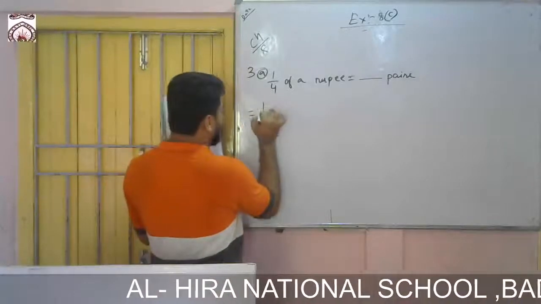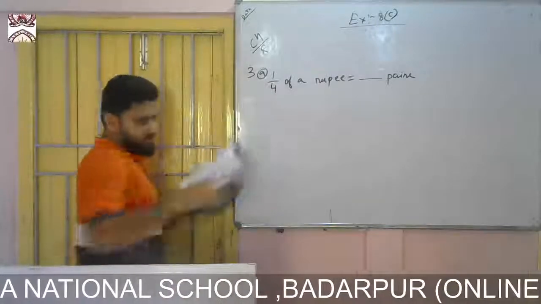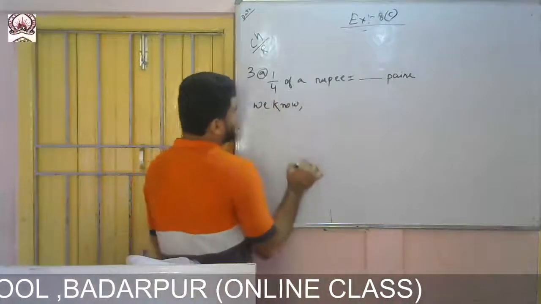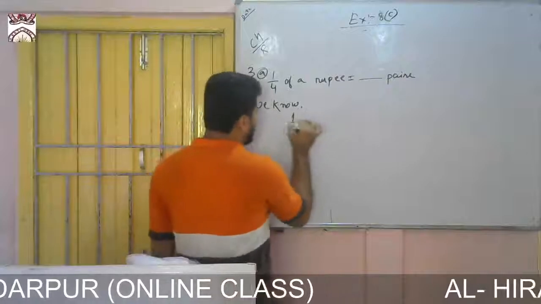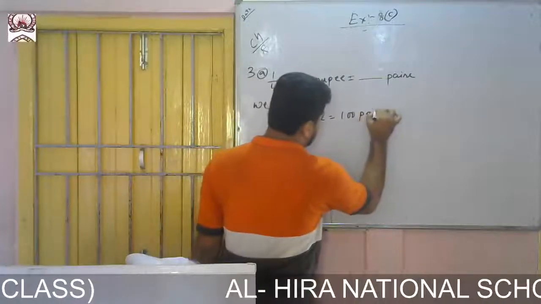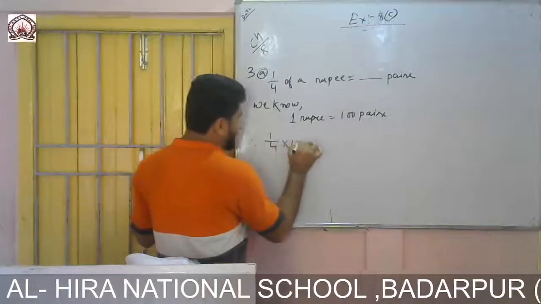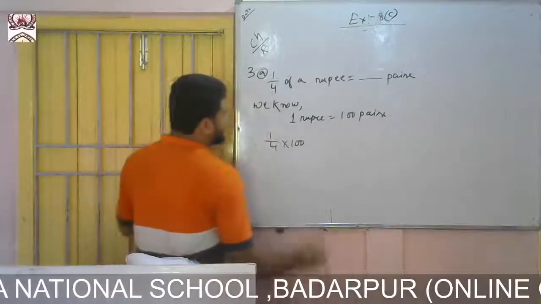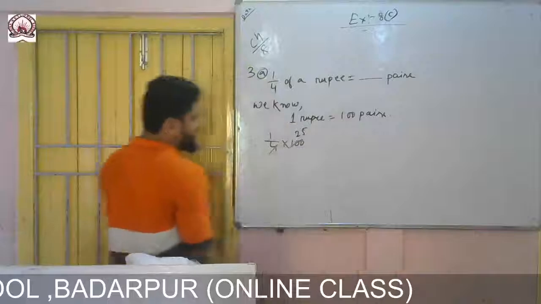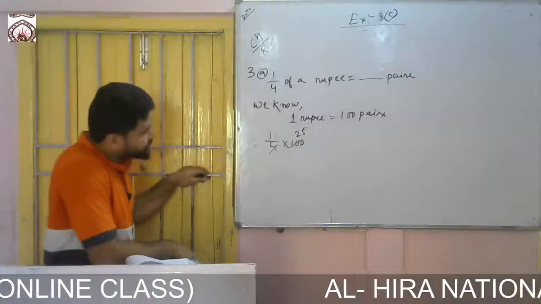So you see, it will be 1/4 of a rupee. So one thing you do, before that you write, we know 1 rupee equals to 100 paise. Therefore 1/4 into 100, we will get what? So 1/4 into 100. So 4 1s are 4, 4 25s are 100.